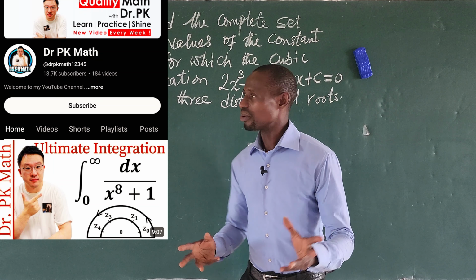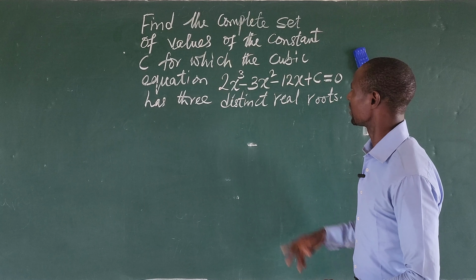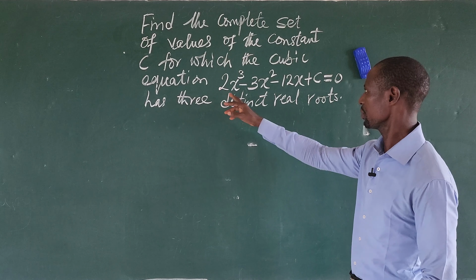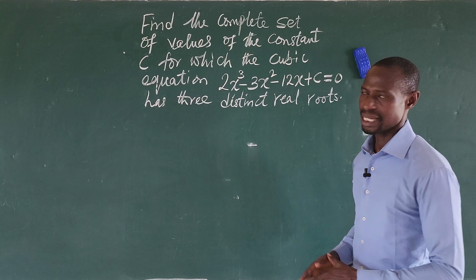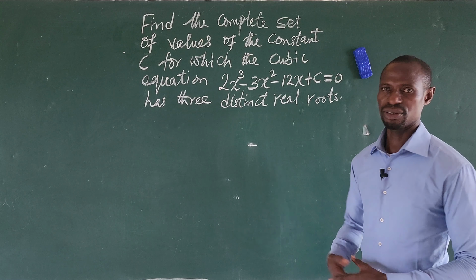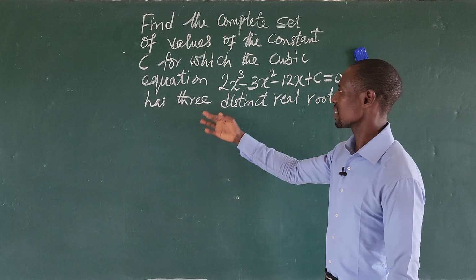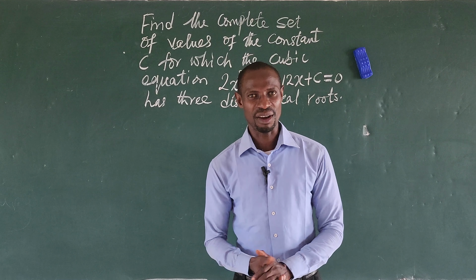All right, and so the question reads: find the complete set of values of the constant c for which the cubic equation 2x^3 - 3x^2 - 12x + c = 0 has three distinct real roots. So how do we solve this?